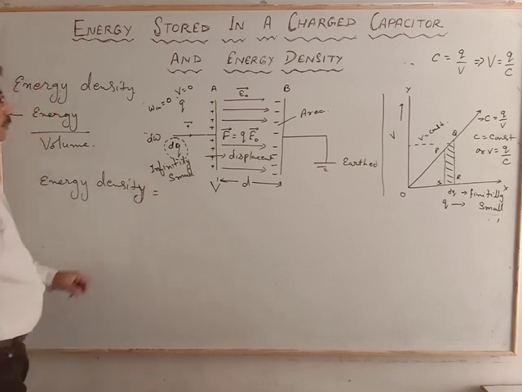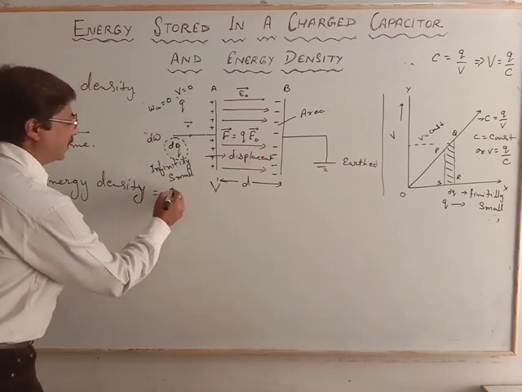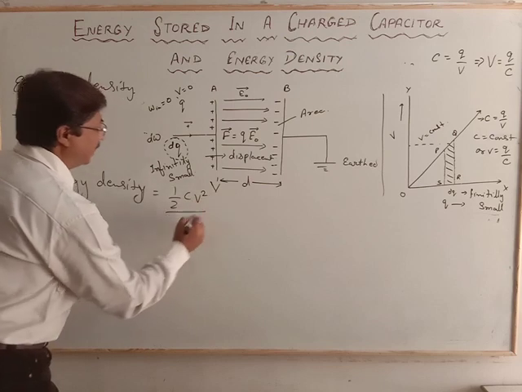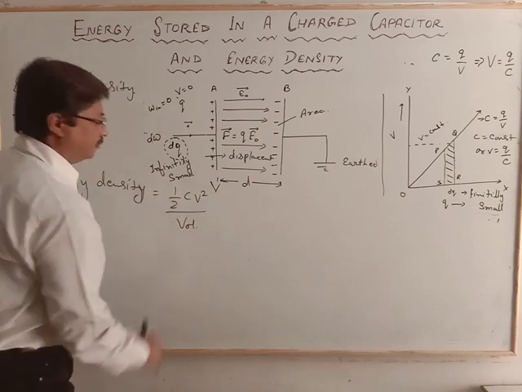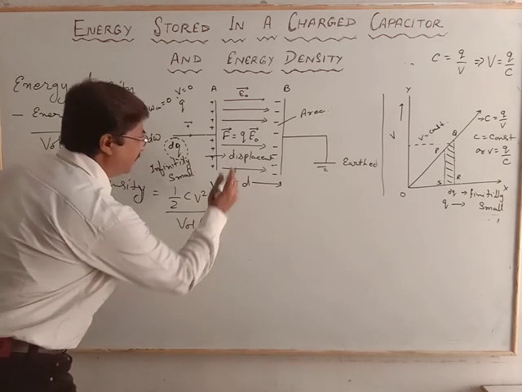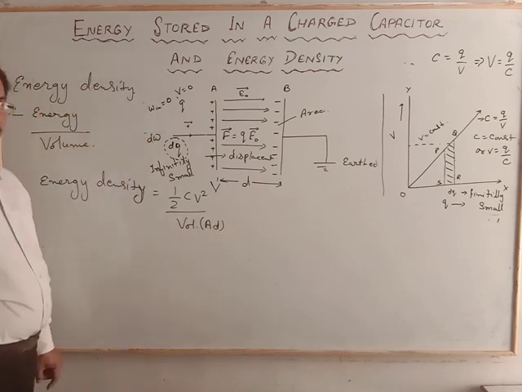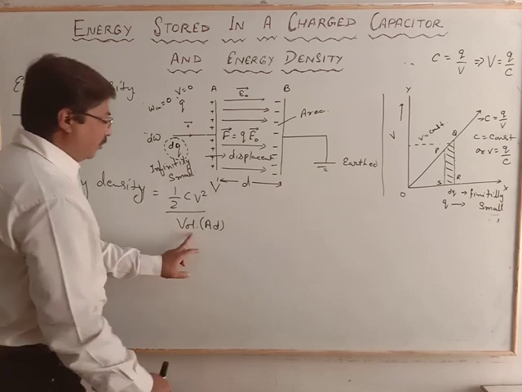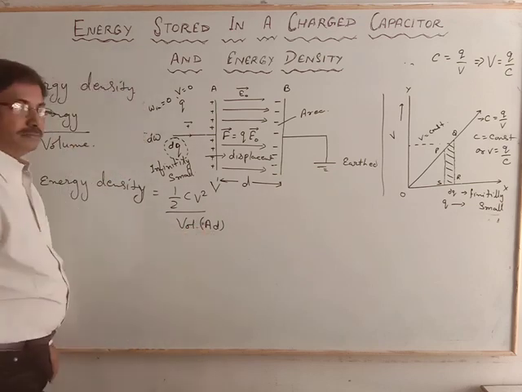is equal to energy, and that energy we have calculated is half CV square, by volume. Now what is the volume? That is the area of this space and the distance between the two plates. Volume is equal to area into d.